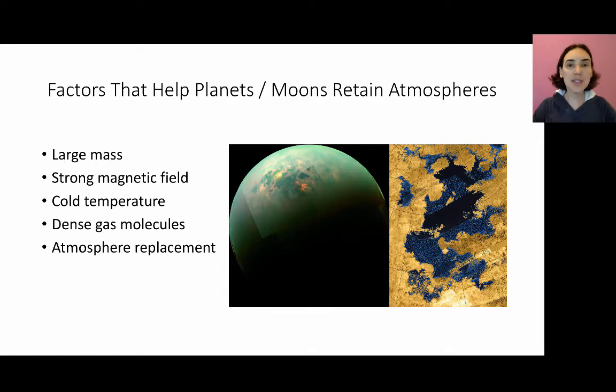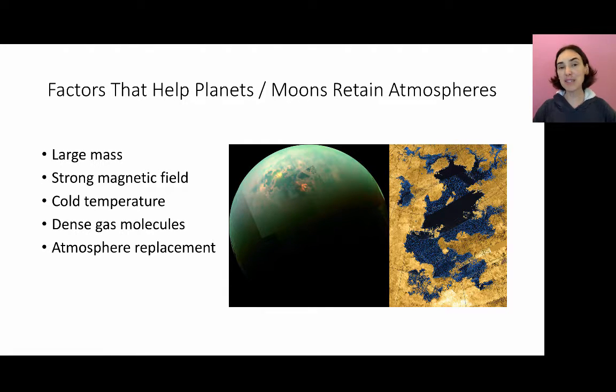Strong magnetic fields help hold on to atmospheres, and cold temperatures, because at cold temperatures, the molecules in the atmosphere are moving more slowly. So they can't escape from the atmosphere as easily. They need to achieve escape velocity to get out of the influence of the planet's gravity, and at cold temperatures, they're just not moving fast enough. Also, if they're very dense, then they'll stay closer in to the planet.